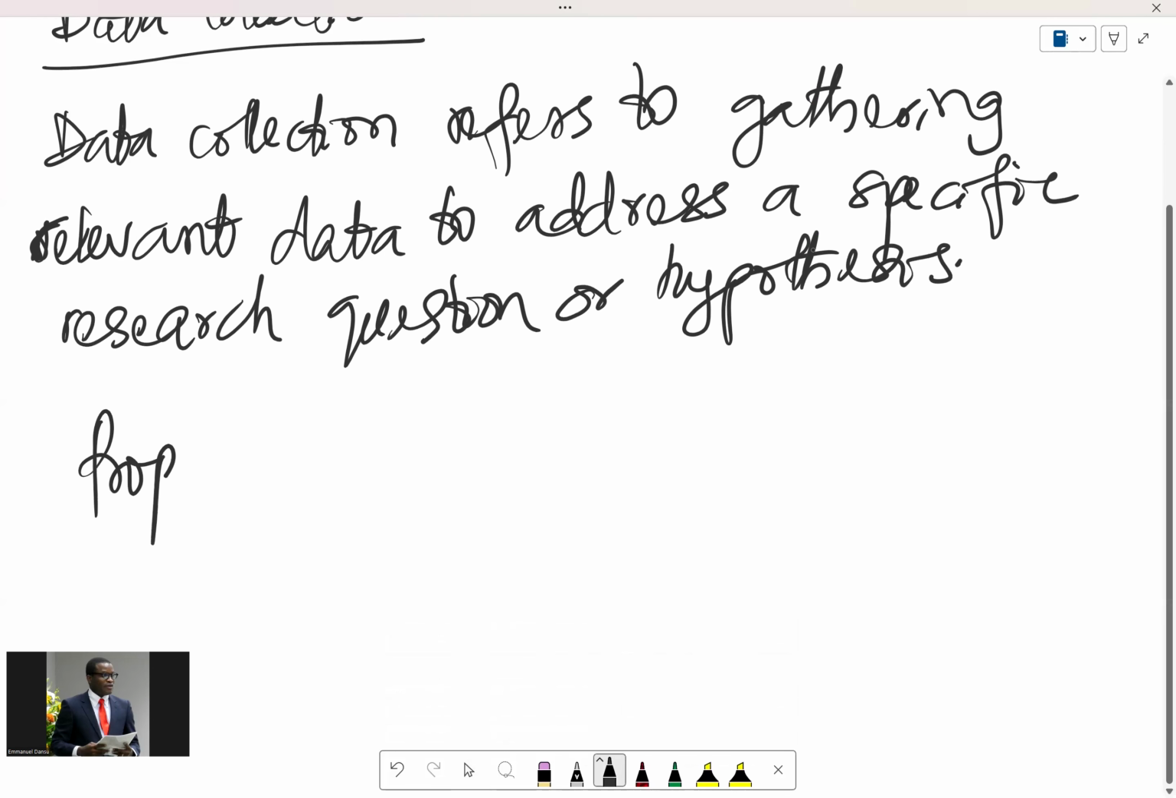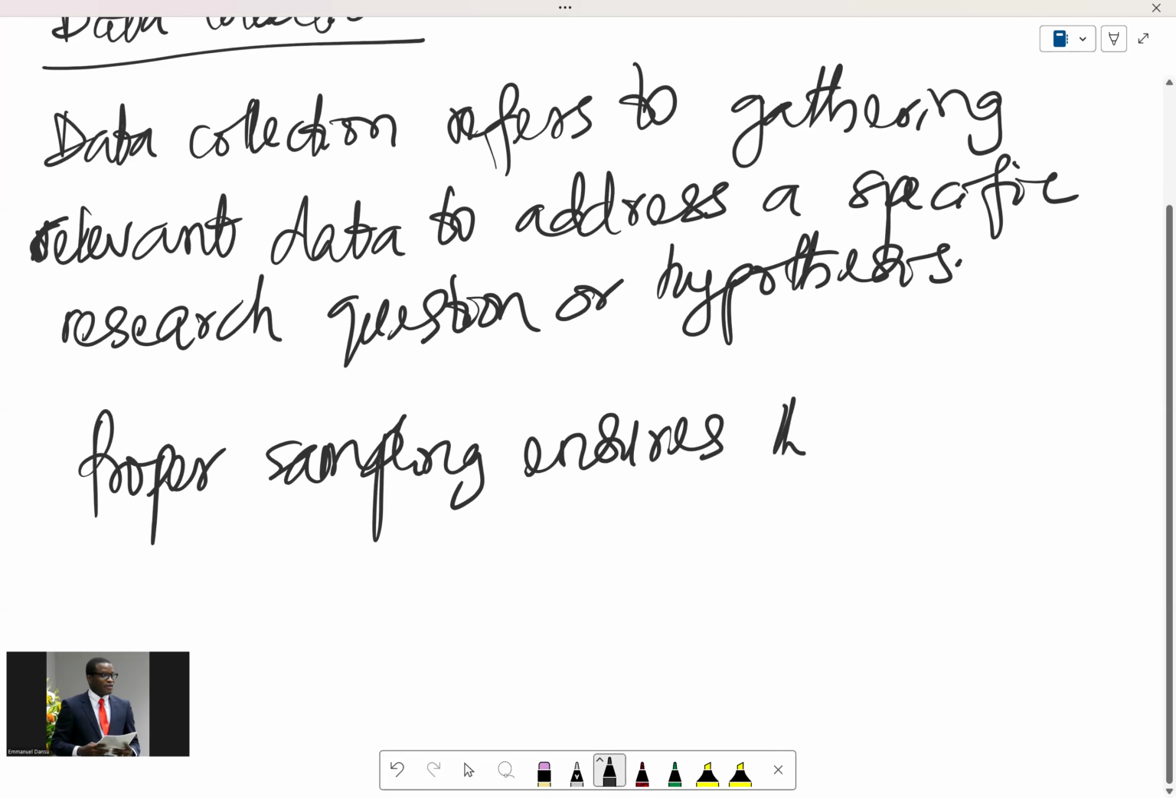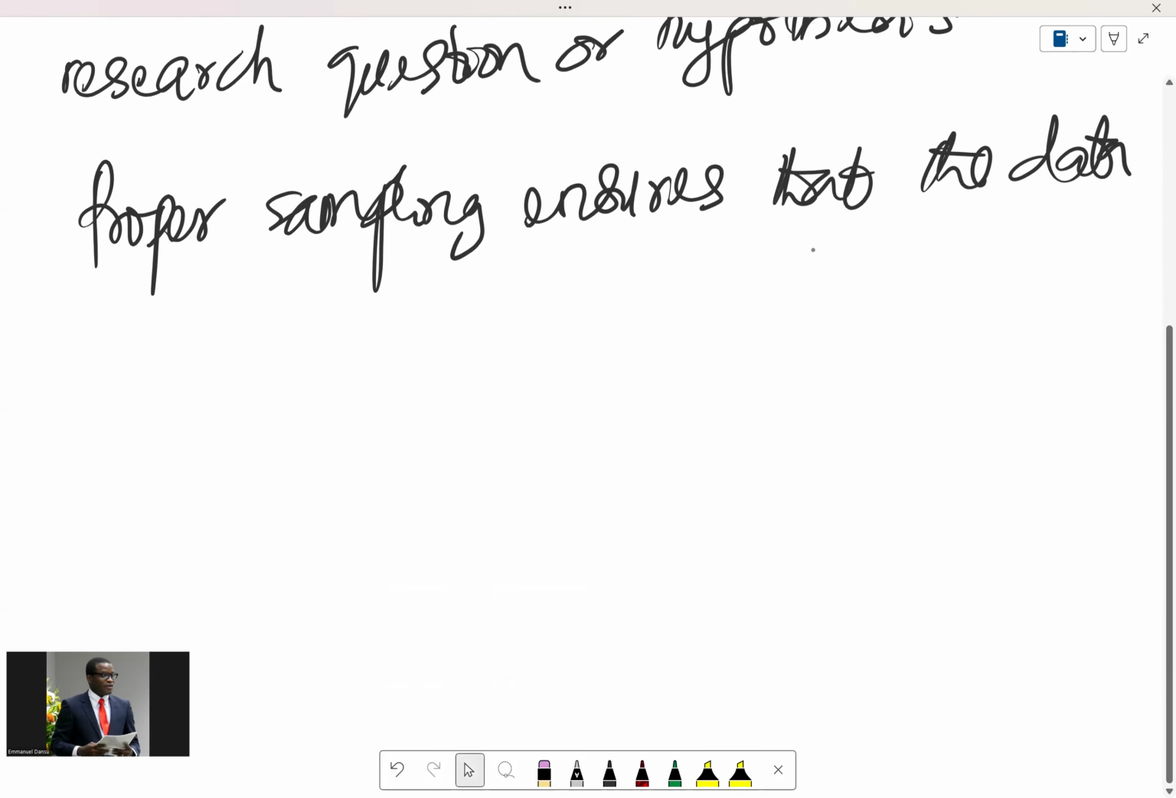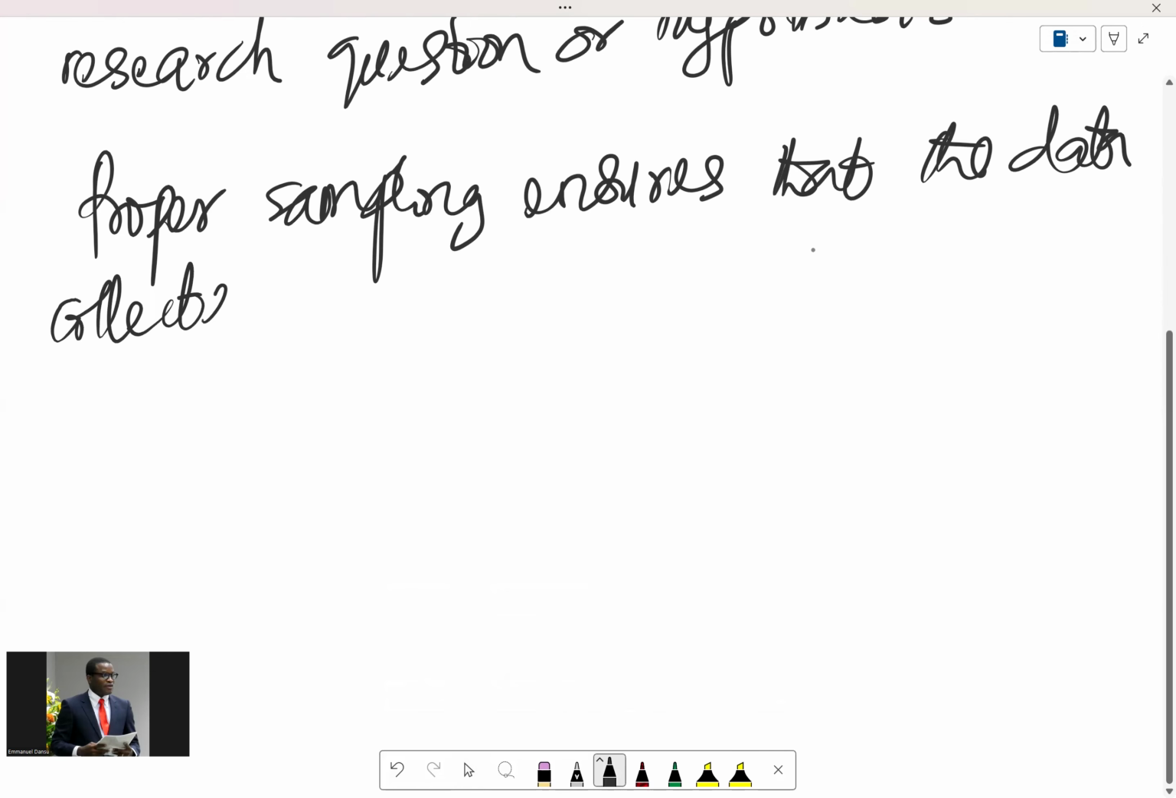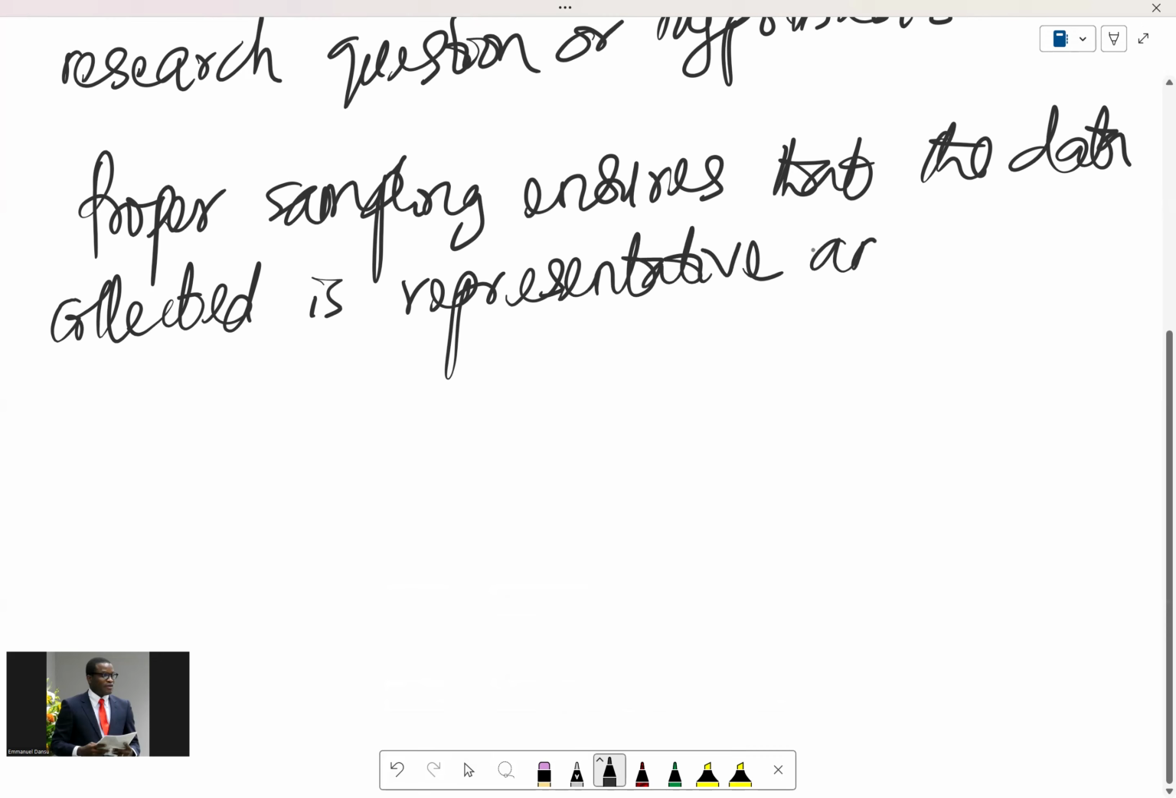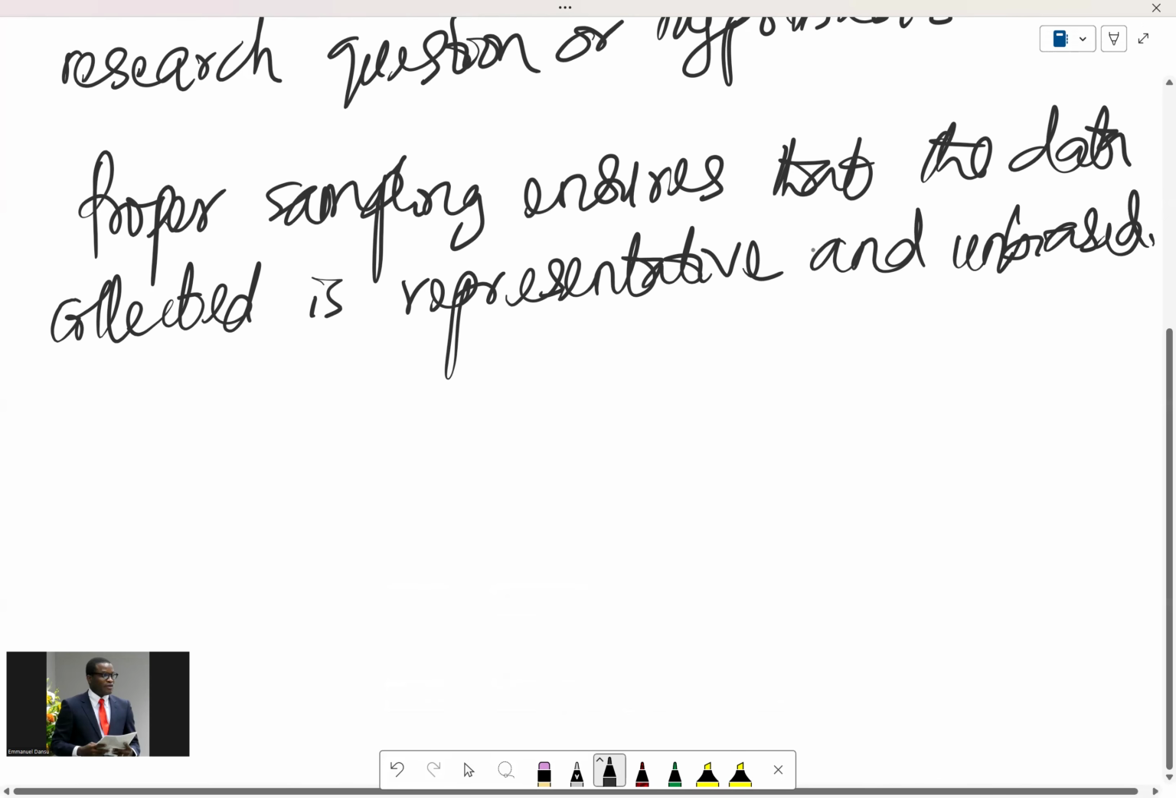So proper sampling ensures that the data collected is representative and unbiased. So if you are collecting data, be sure that the sampling you have done, the data sample you have collected, actually represents the whole population. If not, it will be a futile effort.